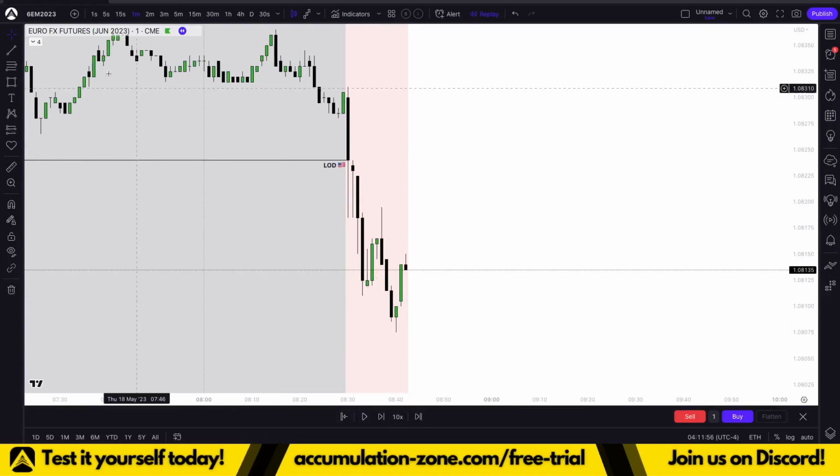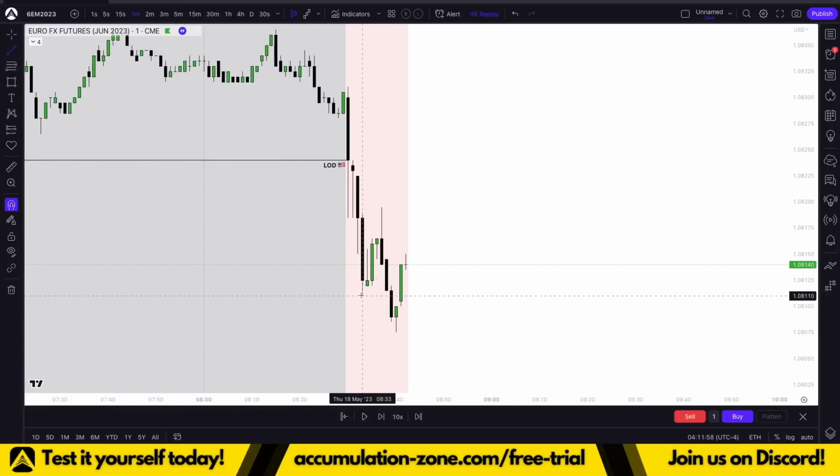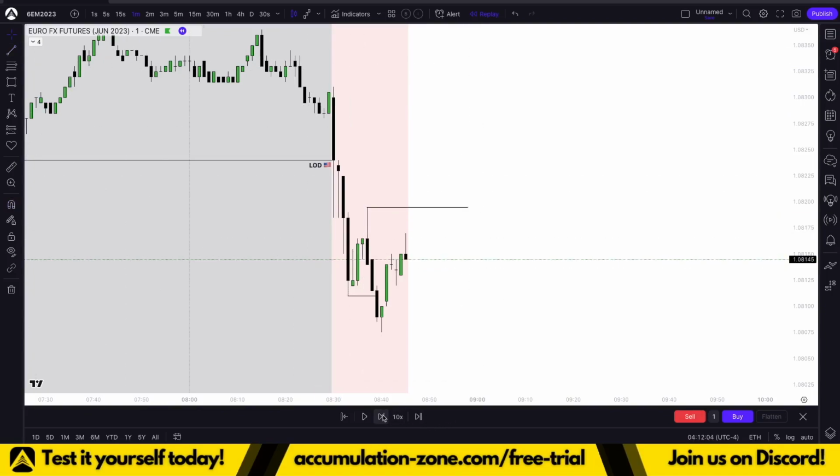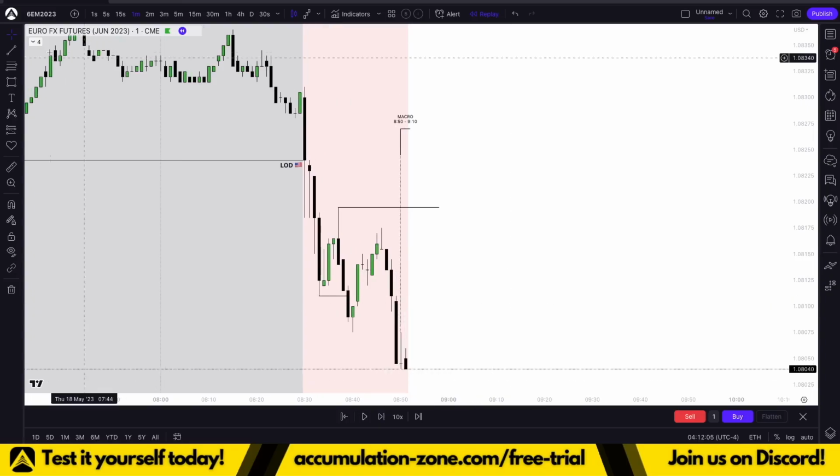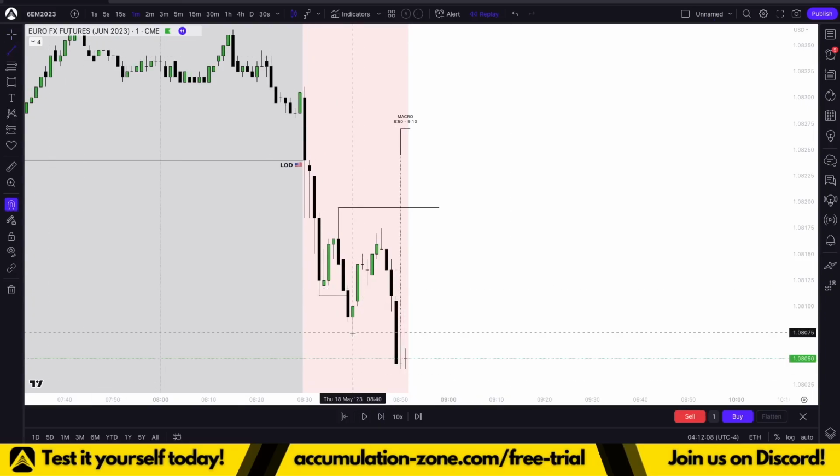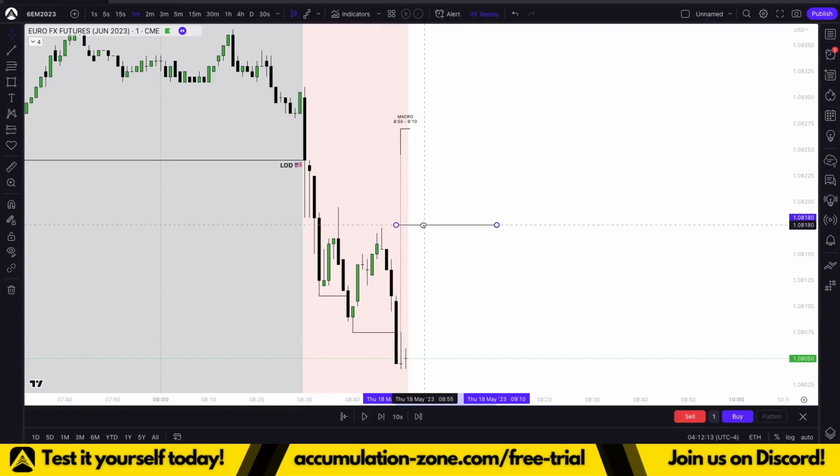We broke our low of the day. We formed a new lower low right here. Right there. Formed a new lower low. Now we're inside the 850 to 910 macro, so we can keep an eye on that. That's our market structure shift.